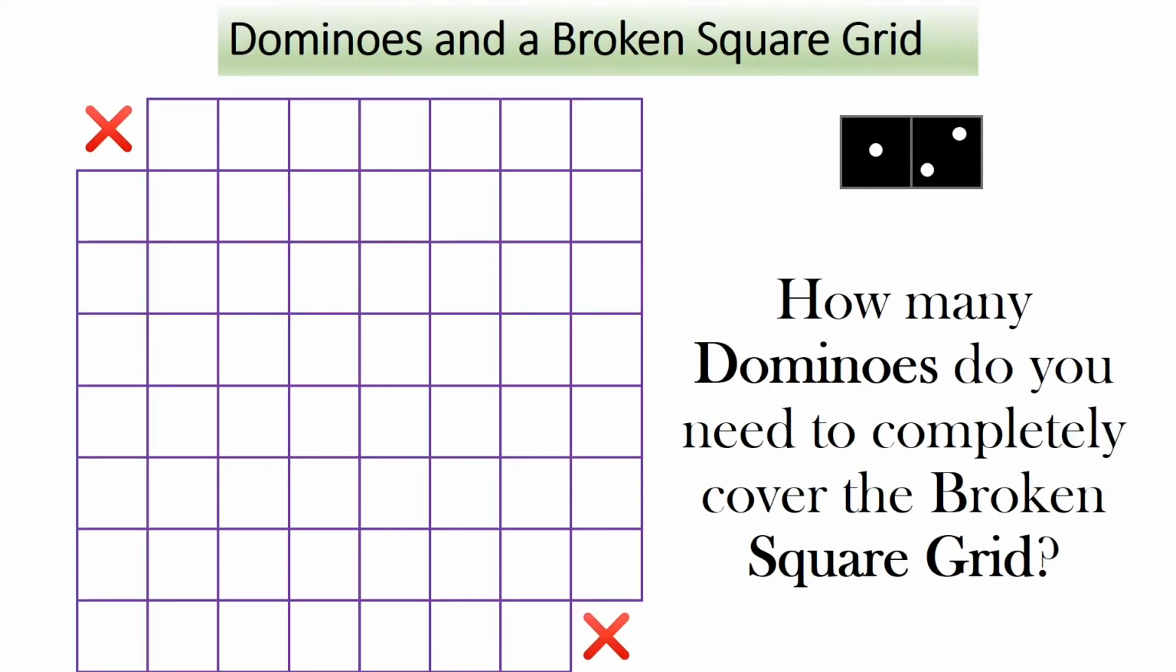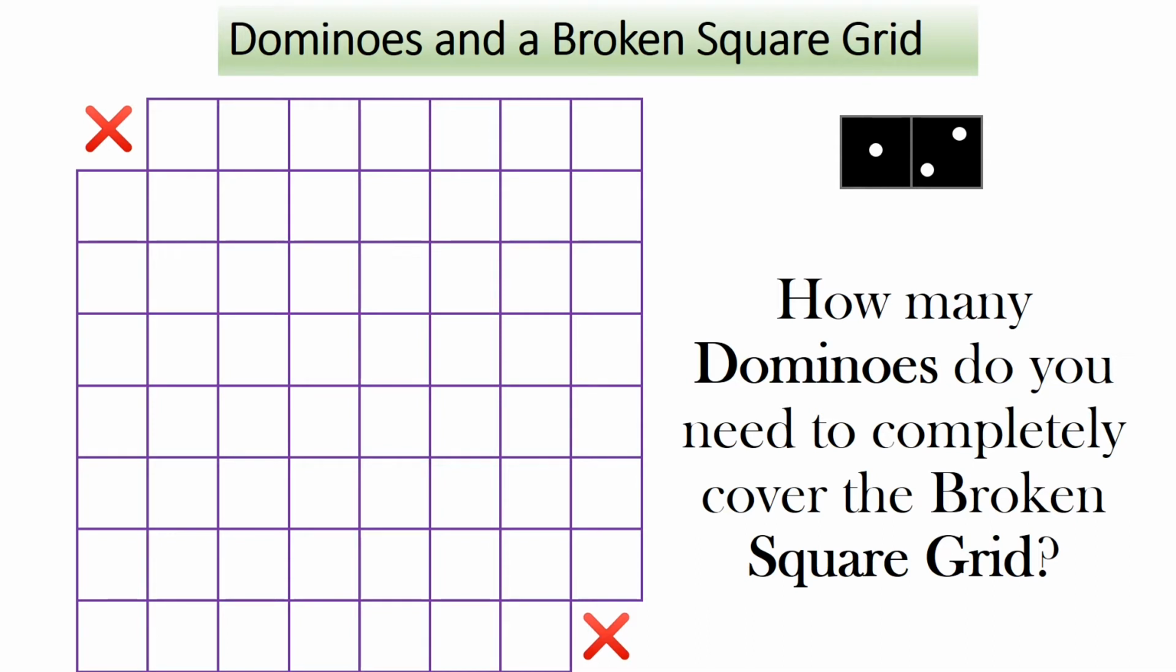Let's move on. Now, what I've done is I've broken two corner pieces of the square grid. So this is a broken square grid. And the same question: how many dominoes do you need to completely cover the broken square grid? Well, let's use the same approach. We have 64 minus 2, that is 62 squares, and a domino covers 2 squares. So the answer should be 62 divided by 2, that is 31.